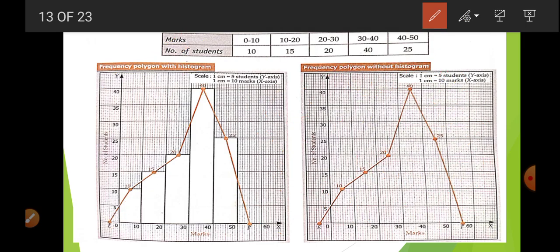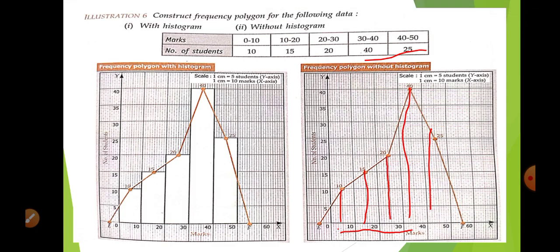So here you can see we represent the mid values, and on the basis of that, this is your 5, this is your 15, this is your 20, this is your 45, this is your 25. We had drawn on that. Okay, and in this way we get the frequency polygon without the histogram.